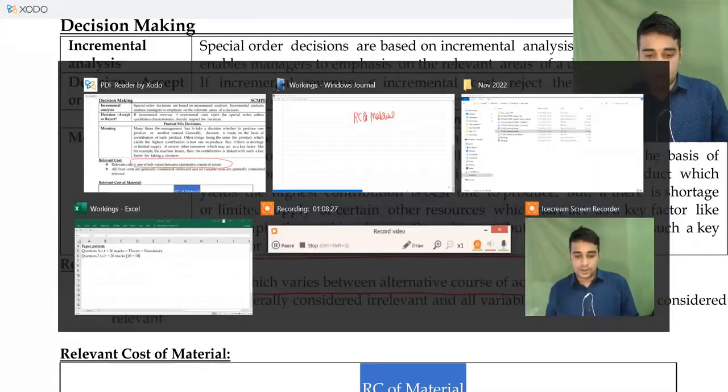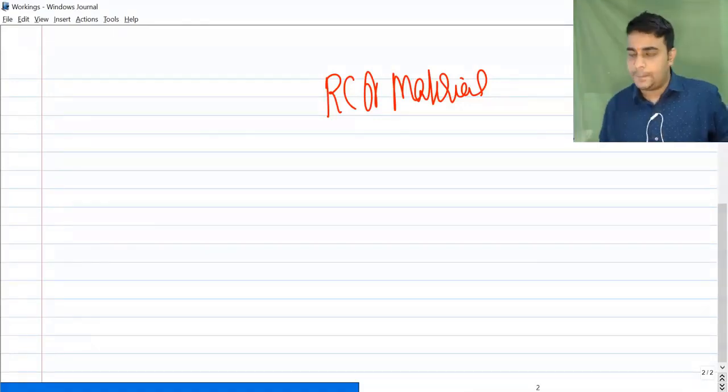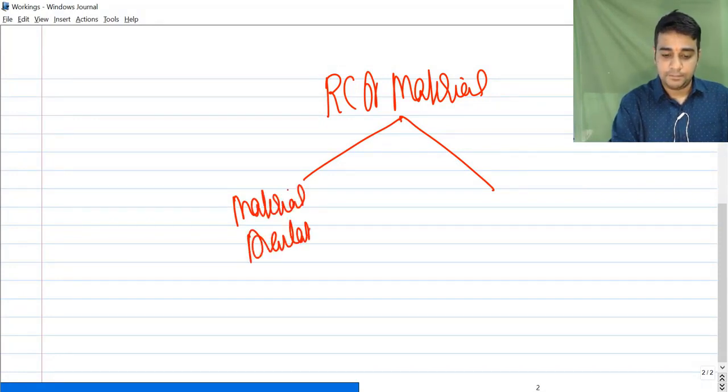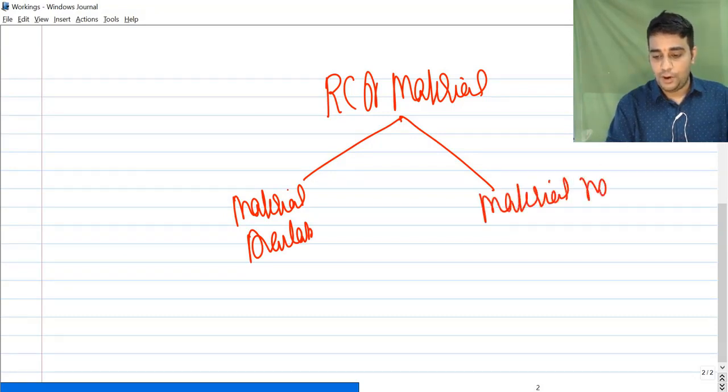Now coming to relevant cost of material, it's there in the theory part. You first understand the application. First thing you need to do is: material available, material not available.